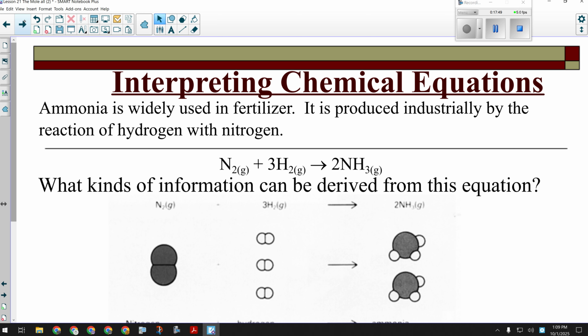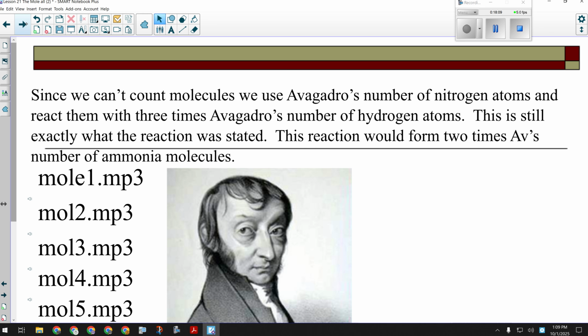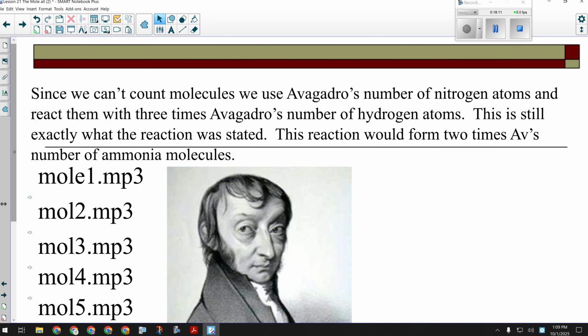Either way, the reaction can be interpreted to mean that. Those coefficients are just a factor. It just means I have 3 times as many of this as I have of that. All right. So that's particles, and then moles and mass and all of that. Okay, that's Avogadro.